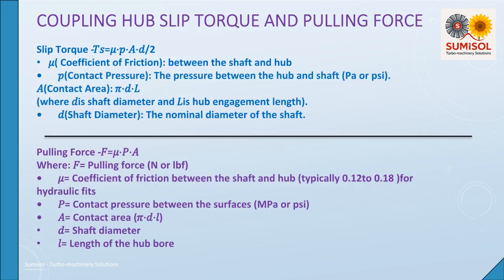Coupling hub slip torque defines the maximum torque a hub can transmit before slipping on the shaft. It is calculated based on the following parameters: coefficient of friction between hub and shaft, contact pressure between the hub and shaft, and contact area based on shaft diameter and hub engagement length. Similarly, coupling hub pulling force also follows the same formula with the same parameters.